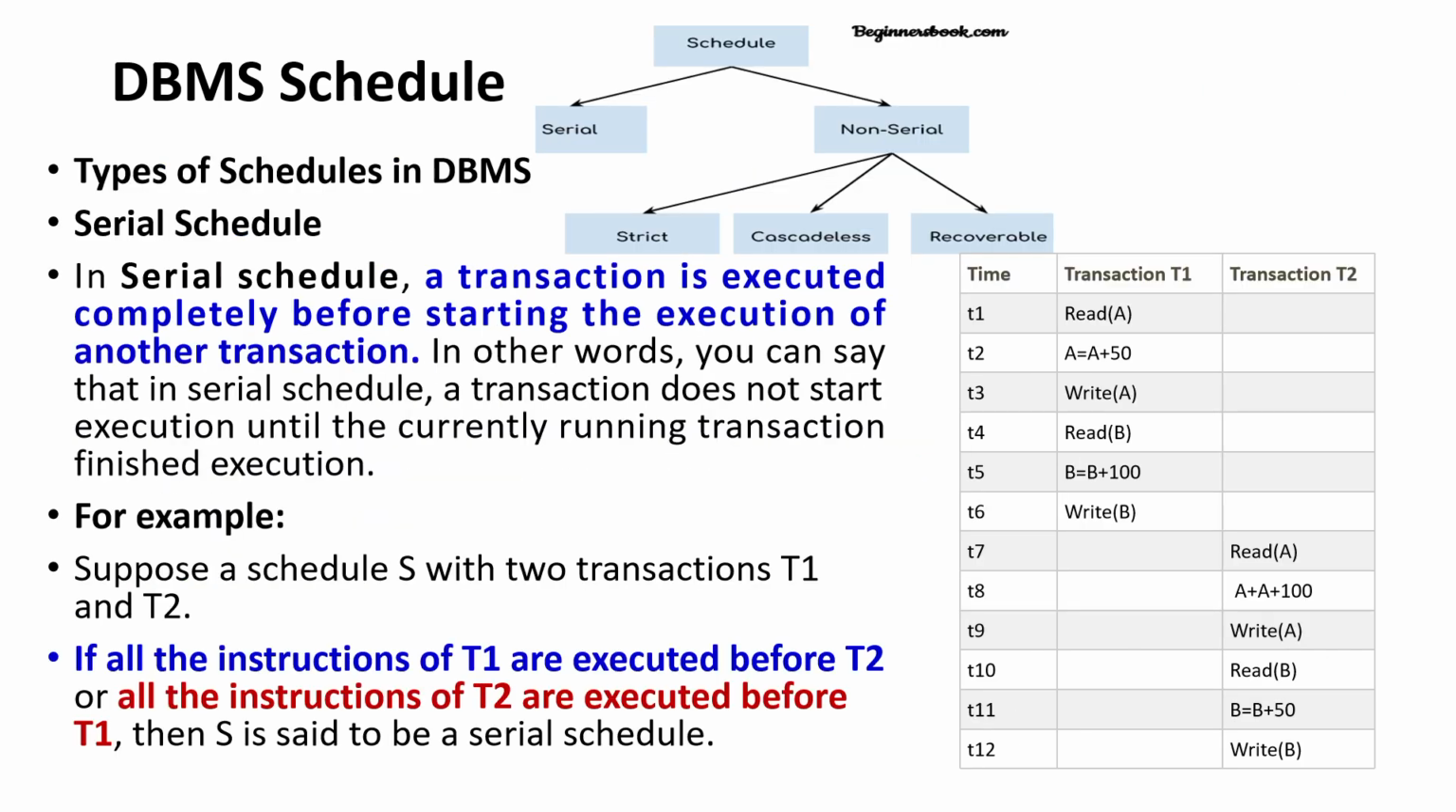Types of schedules in DBMS. Serial schedule and non-serial schedule. Non-serial is further divided into strict, cascadeless, and recoverable. In a serial schedule, a transaction is executed completely before starting the execution of another transaction. For example, suppose a schedule has two transactions T1 and T2. If all instructions of T1 are executed before T2, or all instructions of T2 are executed before T1, then S is said to be a serial schedule.